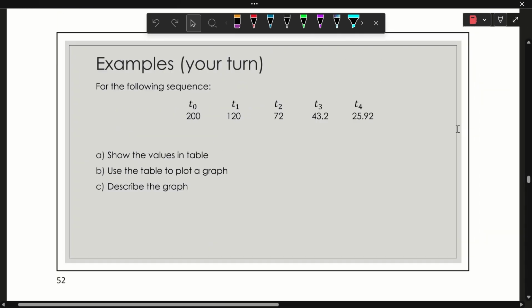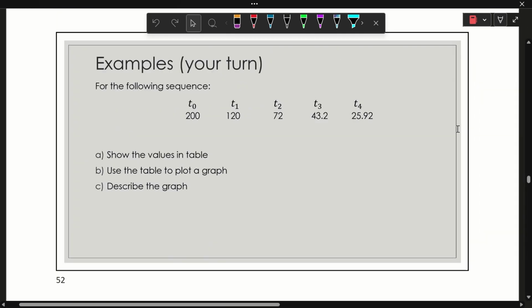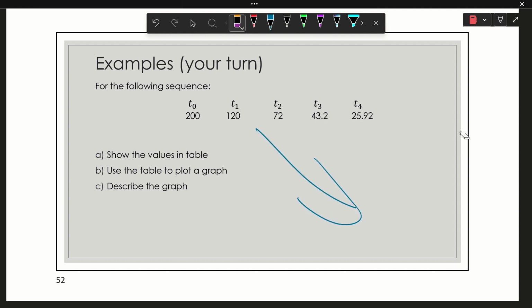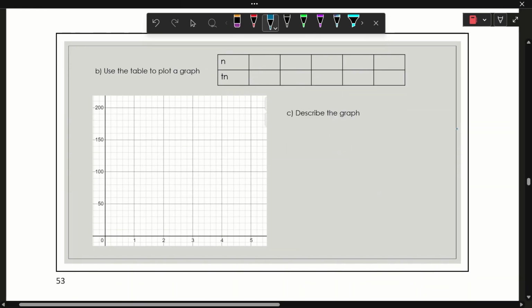Okay, let's do a quick example. We've got our sequence of numbers here. Remember, the starting number is always T0, but just read the question. It might say it's the first, but let's just use it as a start. We need to show these numbers in a table, plot the graph, and then describe the graph. Celine, can you tell me what's happening to the numbers? Is it going up or going down? It's decreasing. Good. So it's most likely that your graph is going to go downwards, but because it's geometric, it's most likely going to curve downwards. But let's put the numbers in the table first.